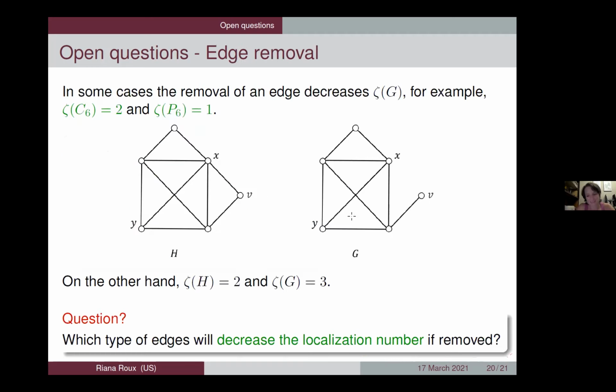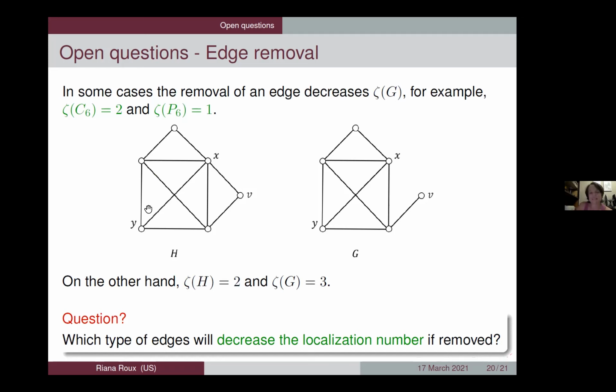Then last thing, promise, is that of edge removal. So this is one of the things that I really like. I like to see what happens to parameters if we change a graph. I vaguely touched on vertex removal, but we can change the graph in many ways. And edge removal also poses a problem because it can both decrease and increase the localization number.